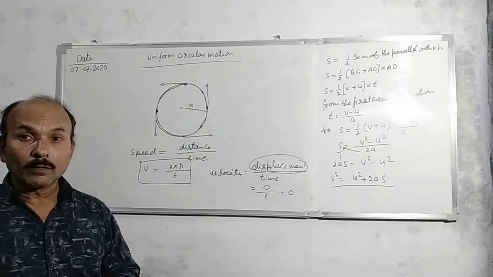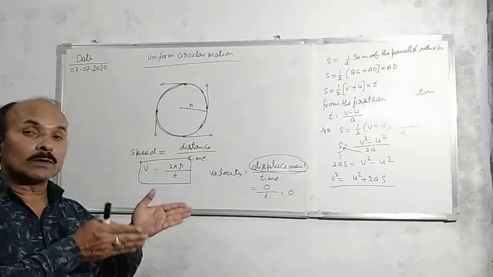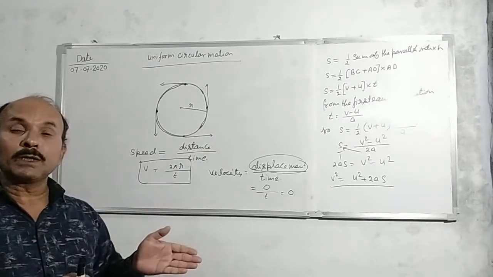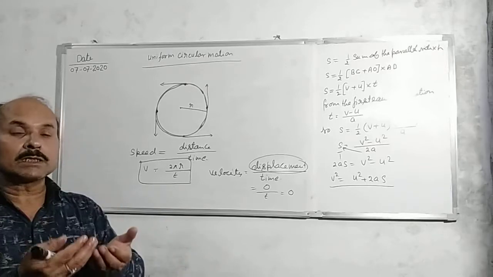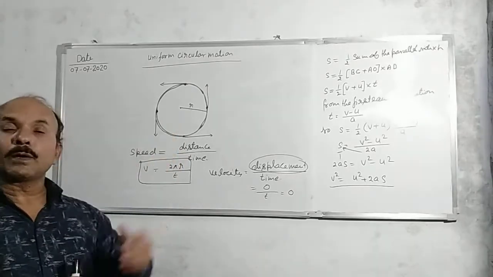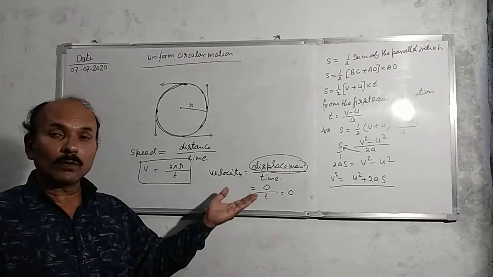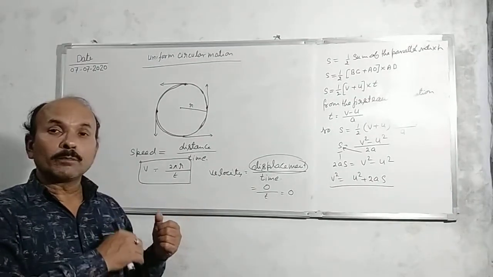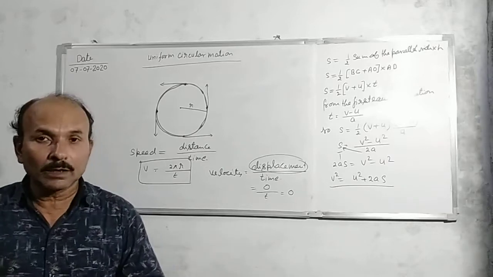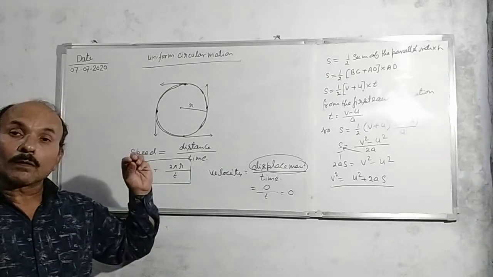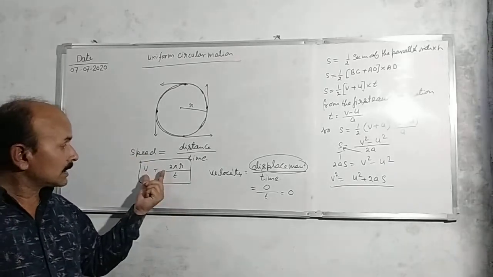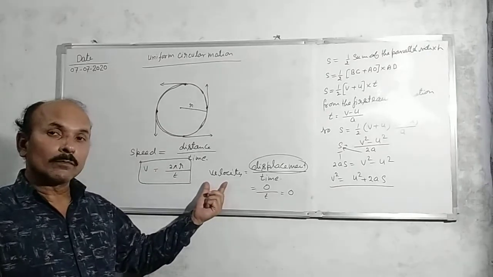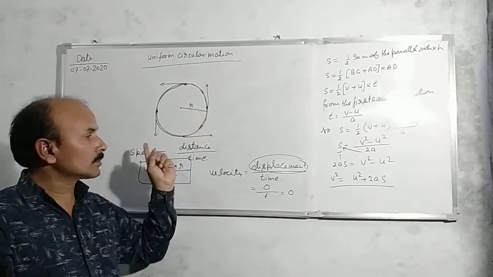That's why, what is the difference between speed and velocity? Speed means the distance covered by the object per unit time, and velocity is the distance covered by the object per unit time in a specified direction. So don't confuse speed and velocity when the object is in circular motion.